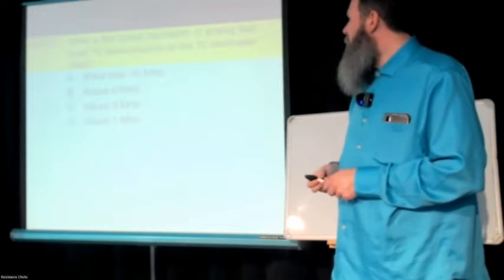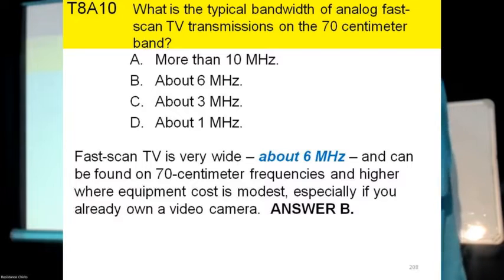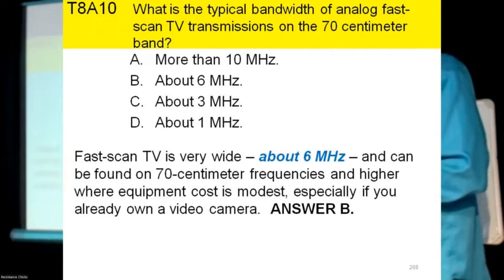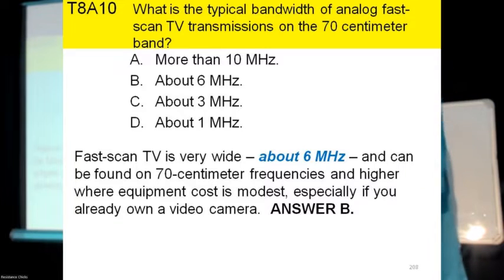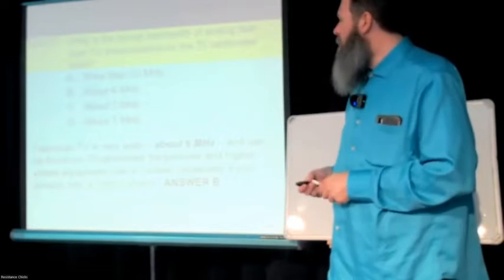What is the typical bandwidth of an analog fast scan TV transmission on the 70 centimeter band? The answer is about 6 megahertz. So it's a very wide signal.